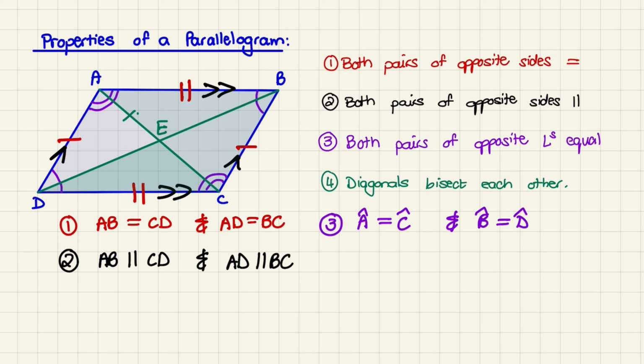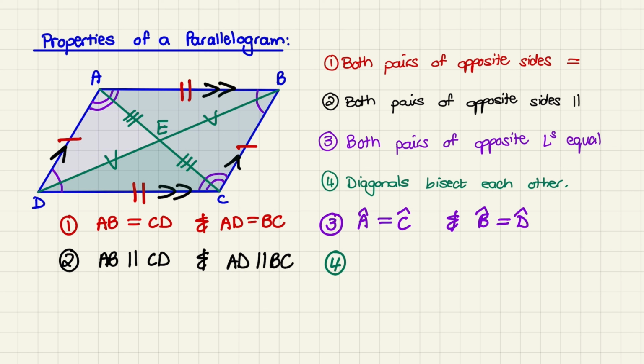So I'll do 3 lines for AE and 3 lines for EC to show that AE is equal to EC. And I'll do a little V for DE and a V for BE to show that DE is equal to BE. How we show that in a math sentence is we'd say AE is equal to EC, and we would say BE is equal to DE. And those are the properties of a parallelogram.